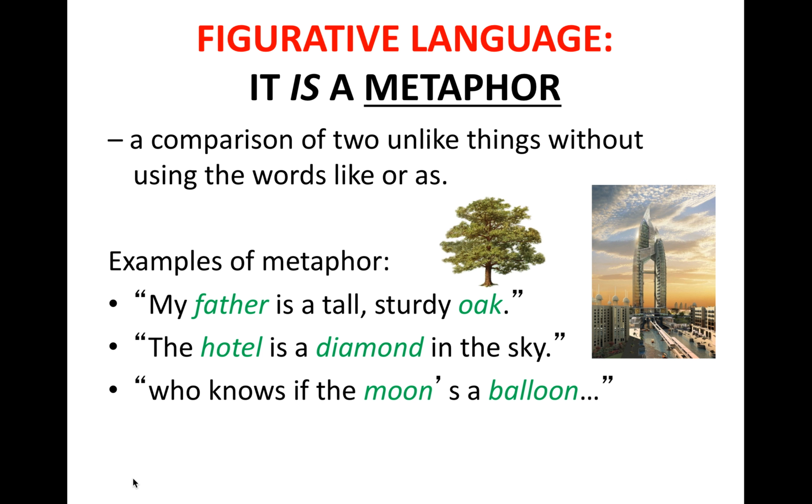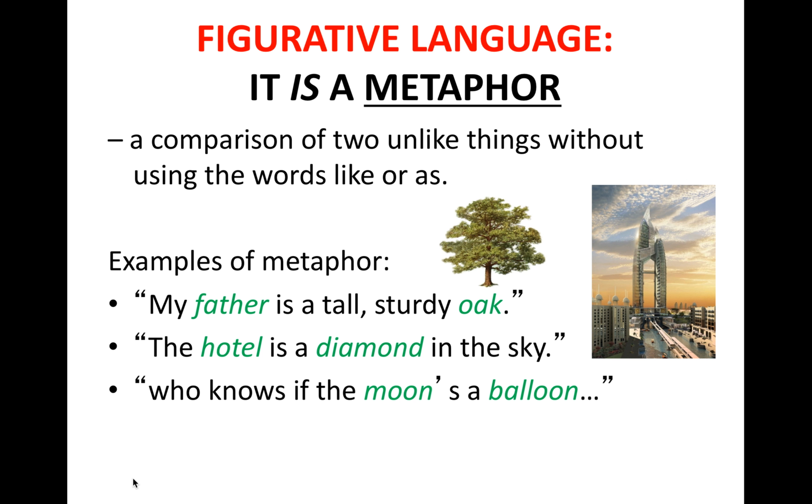Our second example of figurative language is metaphor. And up here again it says it is a metaphor, because the idea of metaphor is you are comparing two unlike things, just like similes, but this time you don't use the words like or as. So examples might be, my father is a tall, sturdy oak. I'm comparing my father to an oak tree by saying he is an oak tree. Obviously, my father is not an oak tree, but he might hold some of the same characteristics of that oak tree. He might be steady and strong and reliable, just like that tall oak would be.